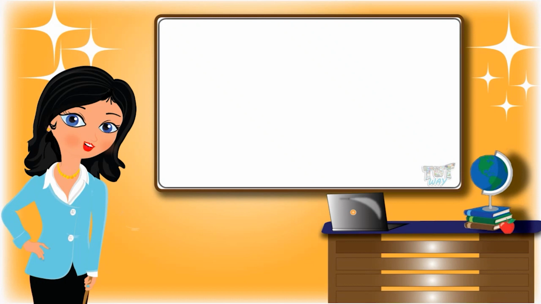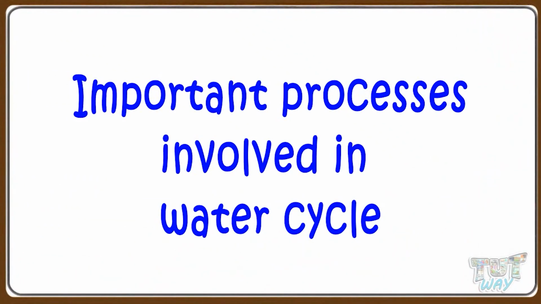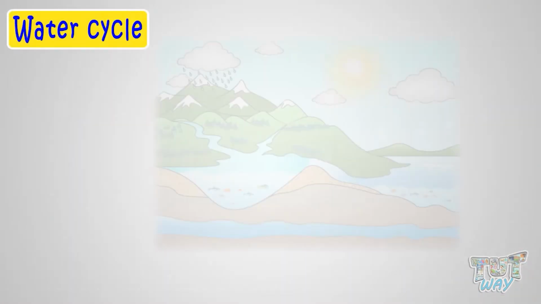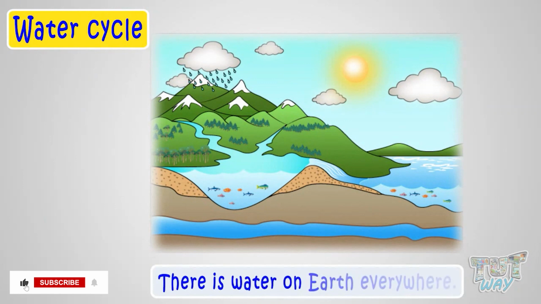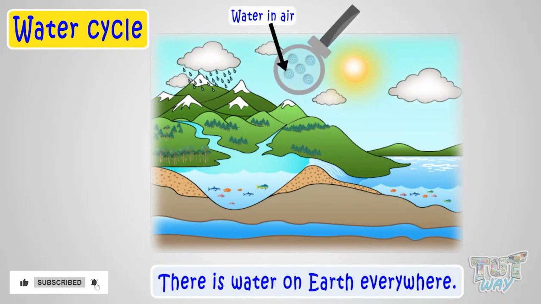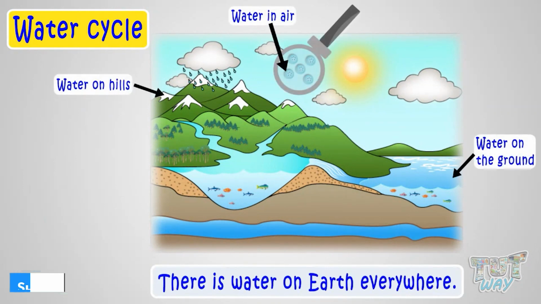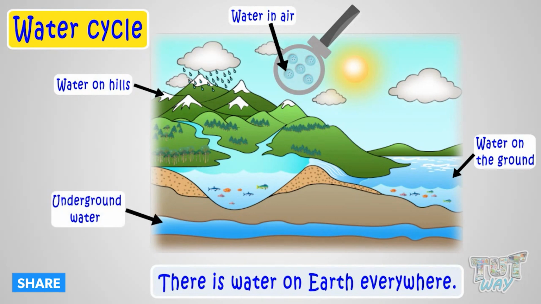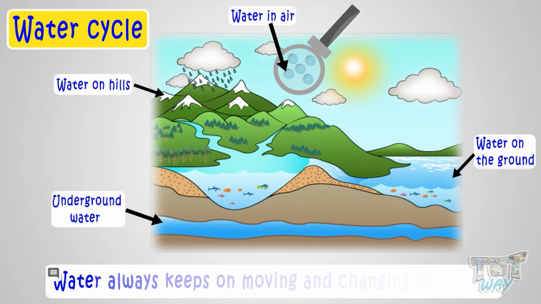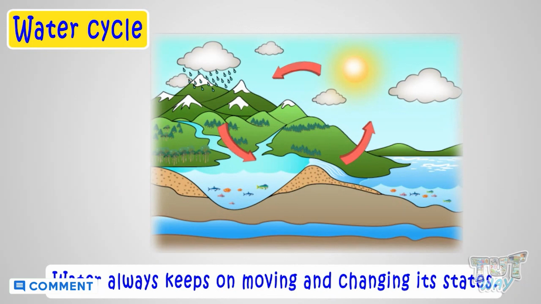Today we will learn important processes involved in the water cycle. So let's start. There is water on Earth everywhere. In the air, on the ground, on hills, under the ground too. But this water always keeps on moving and changes its states.